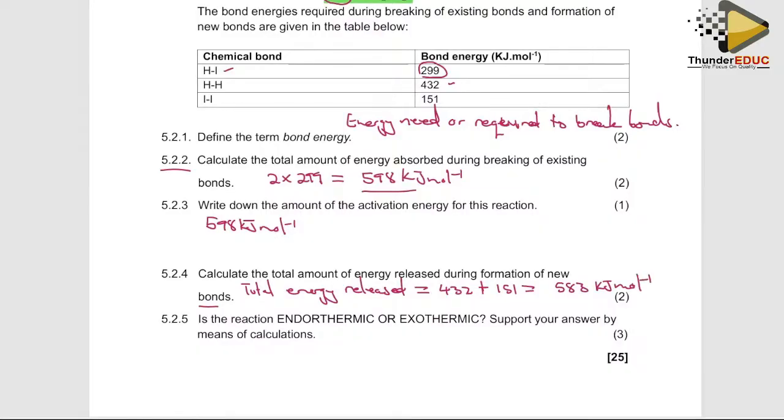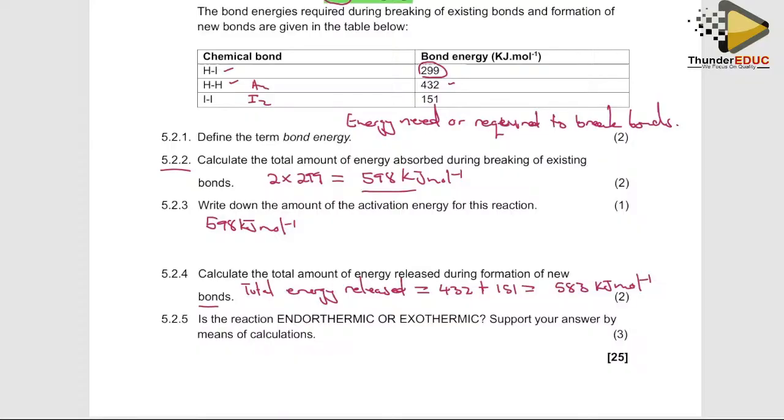So this is the energy released during the formation of a new bond, right? You can see these are your products, your H2 and your I2. That's why we're adding them, because they were the ones released in order to form a new bond. Then, is this reaction endothermic or exothermic? We are asked to support our answer by means of calculations.